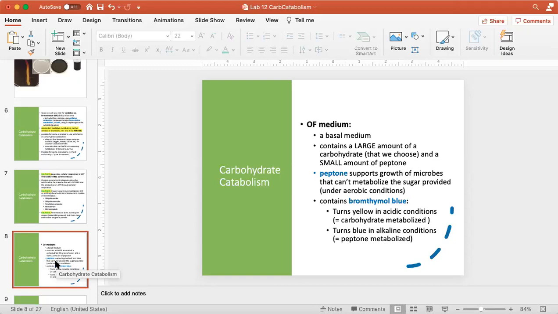So we take this basal medium and we add a lot of carbohydrate to it, and particularly we add glucose. And then we put a small amount of that molecule called peptone in there. Now remember what peptone is. Peptone is partially digested protein. So we put a lot of glucose in, we put a small amount of peptone in. Why do we put the peptone in? Well, remember, there are going to be some microbes that aren't really going to grow for us in oxidative or fermentative ways.